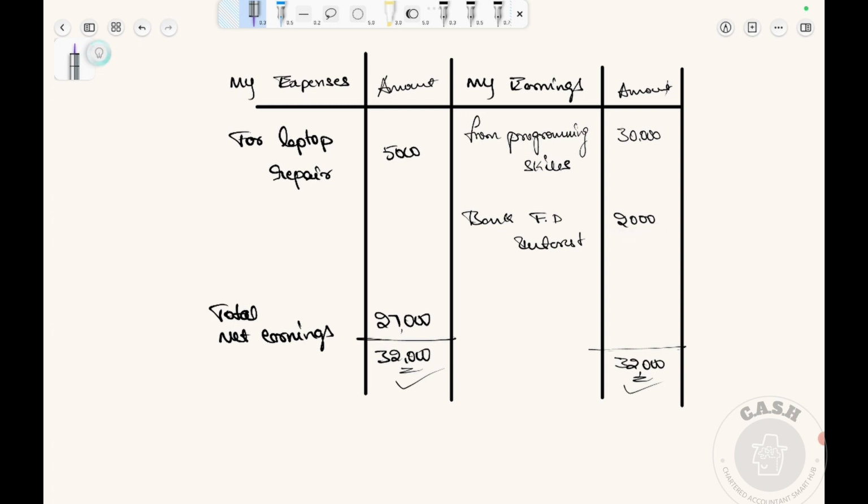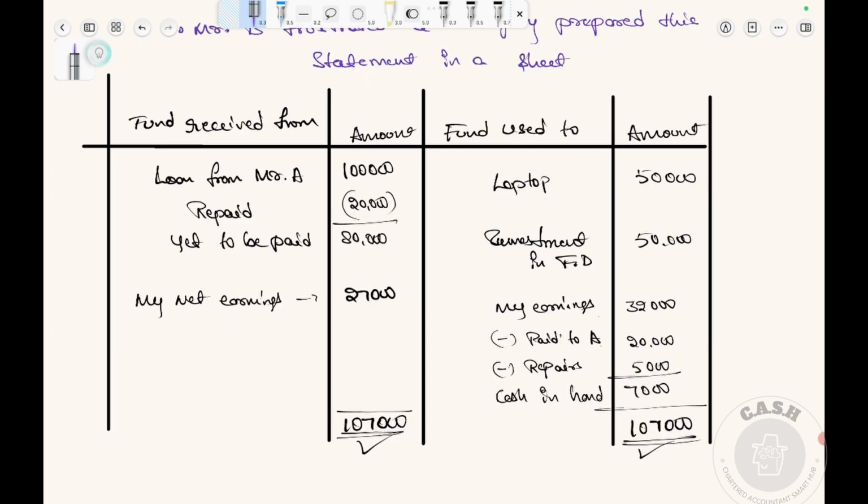Now, for laptop repairs, he has paid 5,000. So he prepared another sheet with these things and said, these are my expenses and these are my earnings. Now, his total net earnings is 27,000. Whoever asks him what is your net earnings, he will say this. Since Mr. A told, repay me whenever you earn, he paid 20,000 to Mr. A for loan repayment and paid this 5,000 for laptop repairs. Now he has rupees 7,000 cash in his hand.